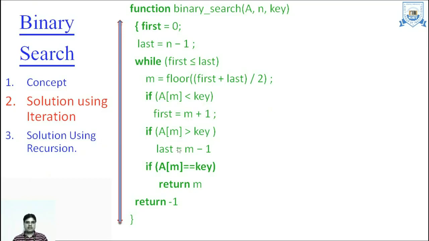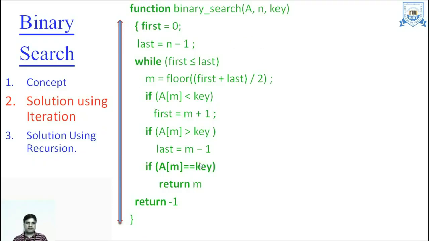If m is greater than key, in that case we'll find the element in the first half. In that case last will be updated, it will become m minus 1, the current computed value of m minus 1. Okay, and then we can get a case when at the middle position we are getting this given value. In that case we'll return that value of m, because actually we are interested in finding the index of the element where it is present in the given array.